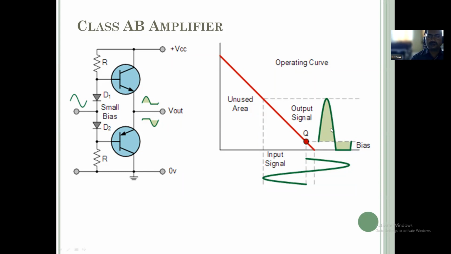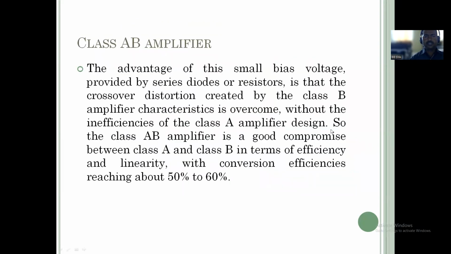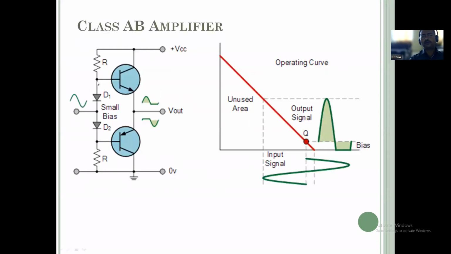त्यामुळे क्रॉसओव्हर रिड्यूस झालेले आहे. ओके, see the advantages of this small bias voltage provided by series diode or resistor is that the crossover distortion created by the class B amplifier characteristic is overcome. का overcome झाले लक्षात घ्या. जे required of +0.7 होते किंवा -0.7, that should be provided by this type of the configuration. As we use this diode, it should provide whatever the voltage we require for this type of the configuration.